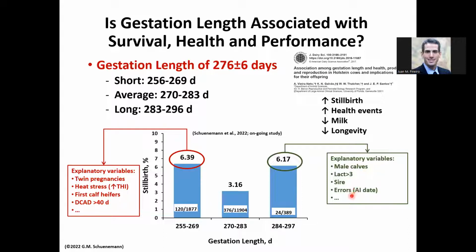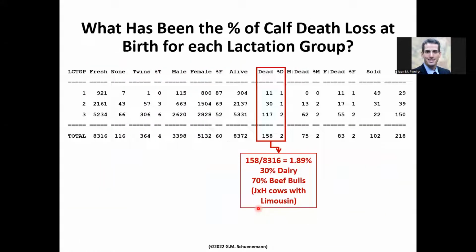Or the other thing that we were able to find is there are errors in AI. So actually, the cow was bred later, but the breed and the cow show up as a long gestation. But anyway, any of the two groups will have almost double the problem compared to the average gestation length for the herd.